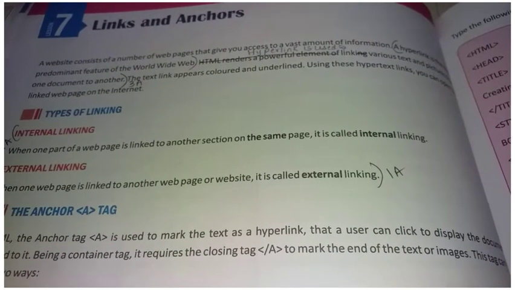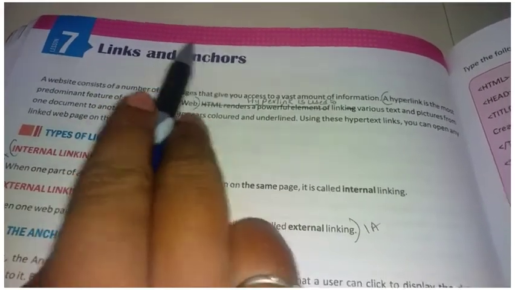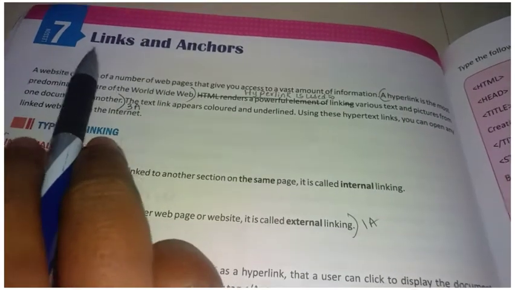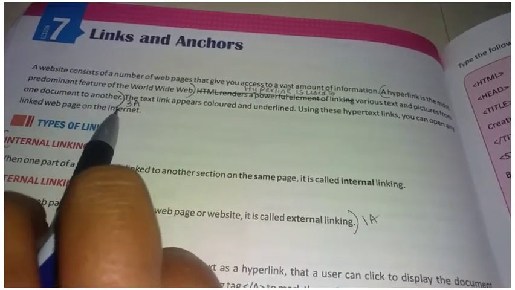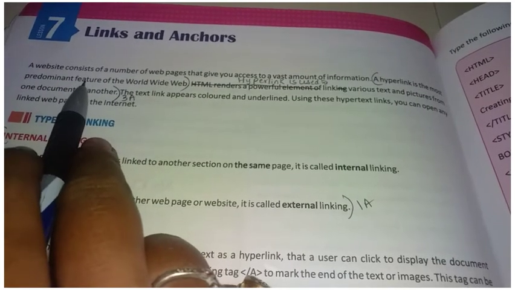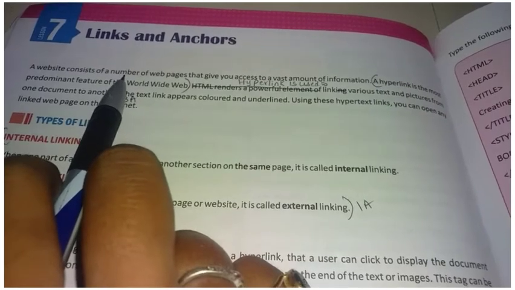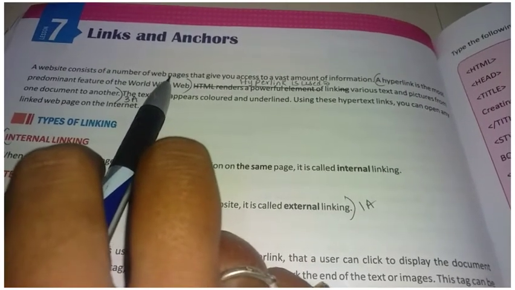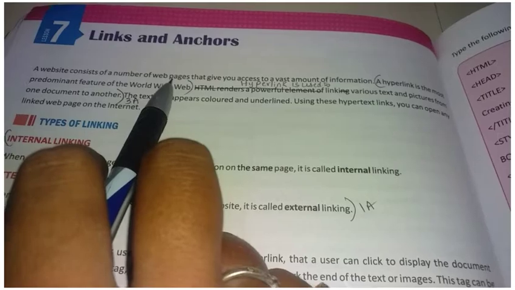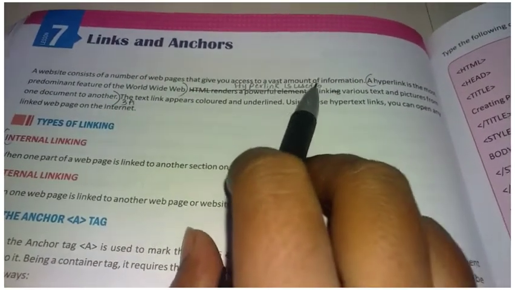In this class, let's learn this lesson. What is this lesson name? Links and anchors. So let's see the starting of this lesson. So what do you know about the website? Website means it consists of a number of web pages. A web page contains related information of that website. It contains vast information.